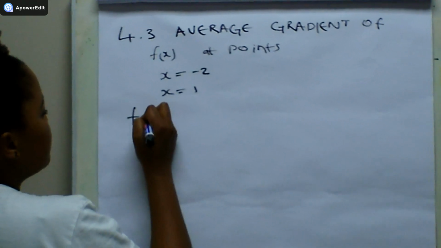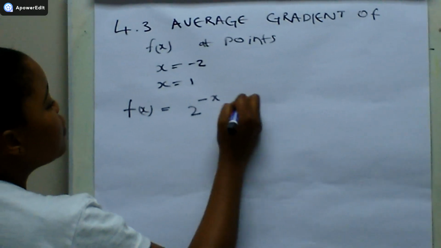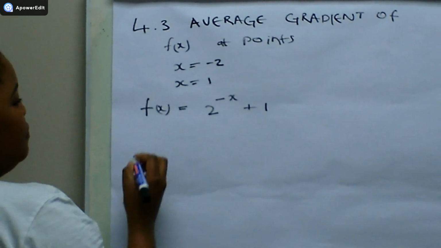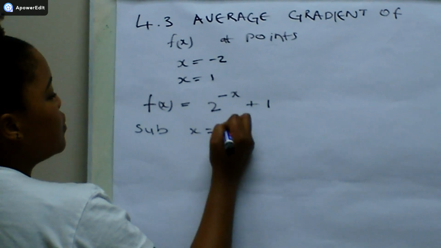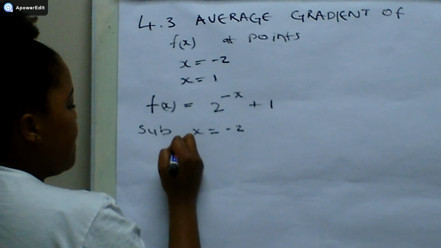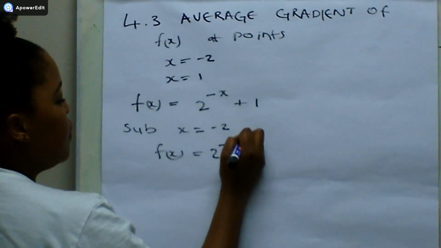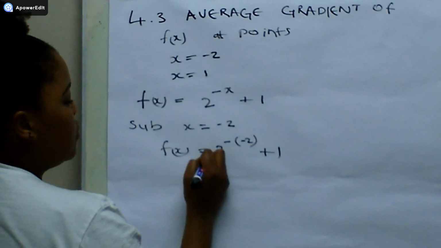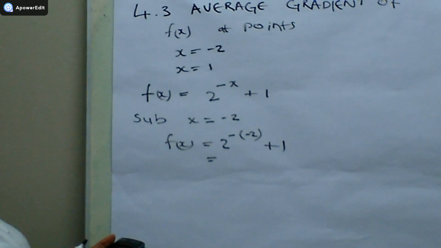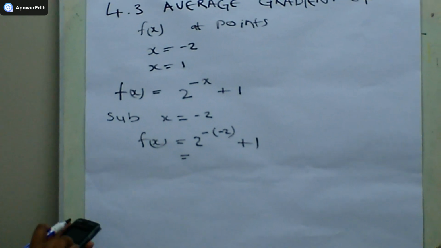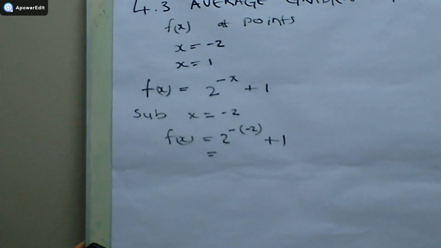So we're given that we are supposed to calculate the average gradient. If you go back to the question, you'll see: calculate the average gradient of f of x, and we're given the points where x is -2 and when x is equal to 1. So f of x is equal to 2 to the power -x plus 1, and then you substitute first the -2 which we were given, and then you just punch that into the calculator. I mean, it's not that hard, guys. I'm sure at this point you can obviously punch that into the calculator and get the answer. It's just like that.